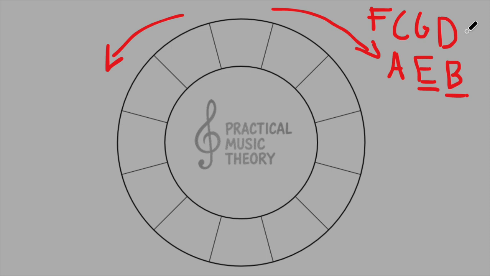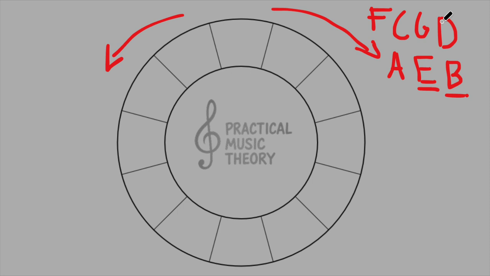And fortunately for us, the order of flats is just this, but backwards. And so it is BEADGCF. And the way that I remember that is bead, BEAD, and then GCF, or greatest common factor. And these are just silly little things, but they really are just trying to get us to remember the order of sharps and the order of flats.